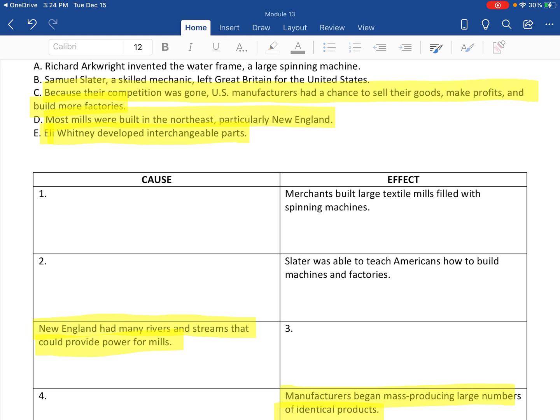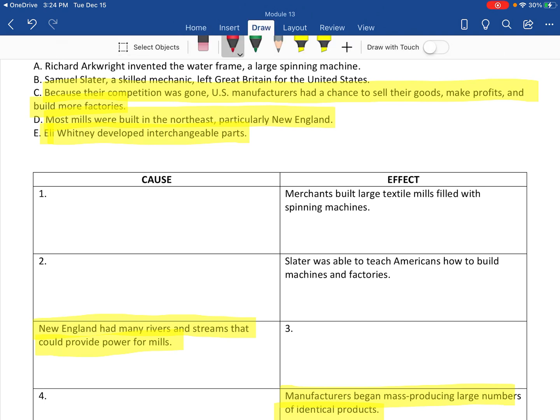So let's see here. Number 1, merchants built large textile mills filled with spinning machines. The way that they were able to do that is letter A. So you can actually just put the letters. So here, letter A goes here. You see what I'm saying? When Richard Arkwright invented the water frame, which is a large spinning machine, it made it possible for merchants to build large textile mills filled with those spinning machines.